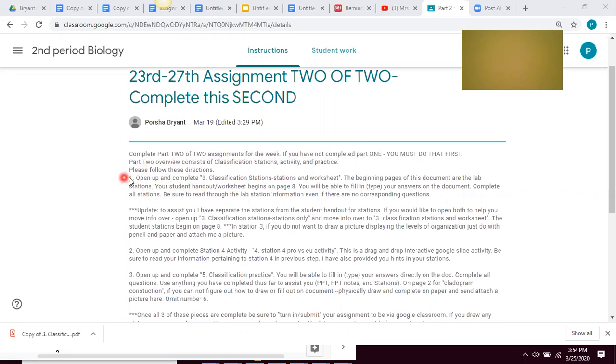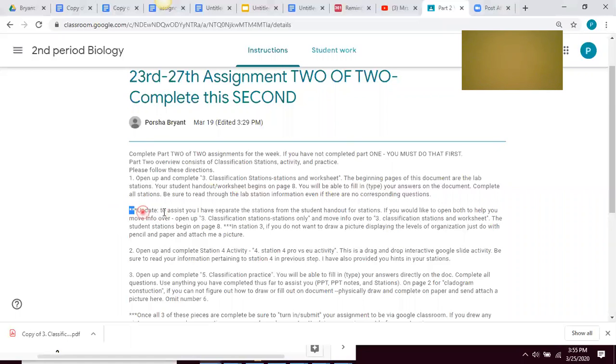Please follow these directions. So open up and complete number 3, classification stations. Those of you that did this at the beginning, I posted the stations as one document. So some of you were getting a little frustrated that you had to see the stations and then scroll all the way down to get to your questions. So I have separated that out. If that helps you, then use that as a reference, okay?